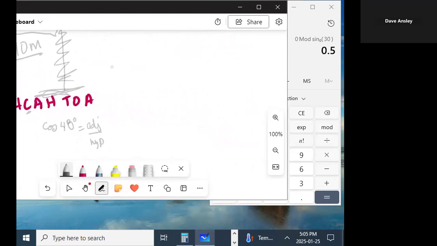So cosine is that 48 or 40? It was 40 actually. Okay. So cosine of 40, and we know the adjacent is 10. Hold on a second. That looked more like a 40 to you? Okay. So what is the cosine of 40? You have to get your calculator working now. 40 cosine equals 0.76.